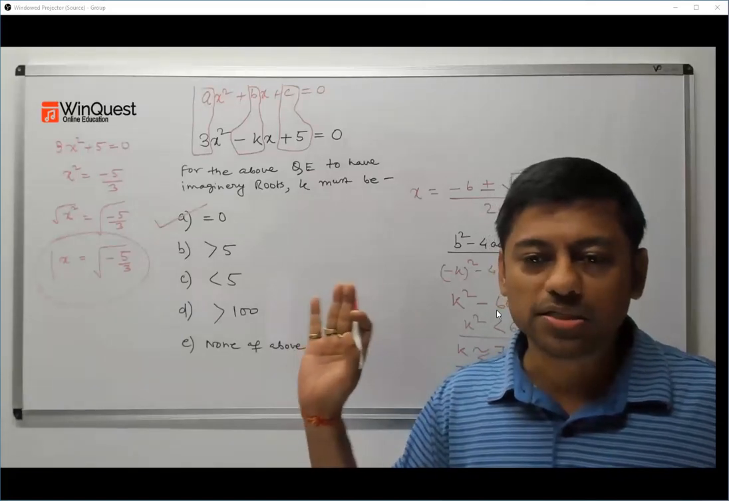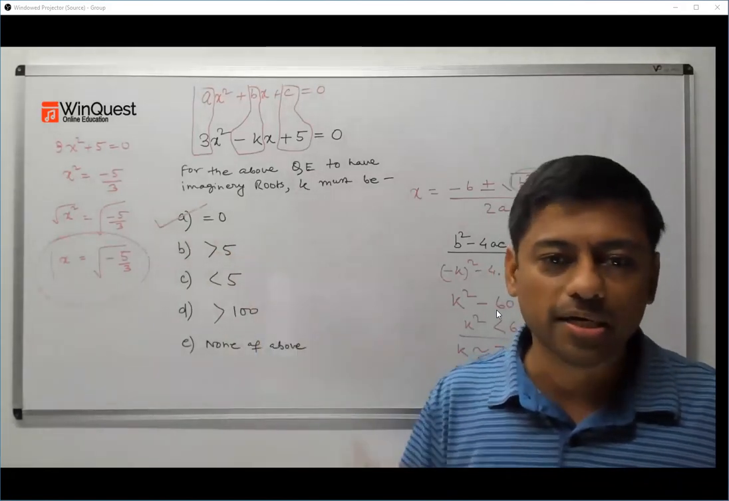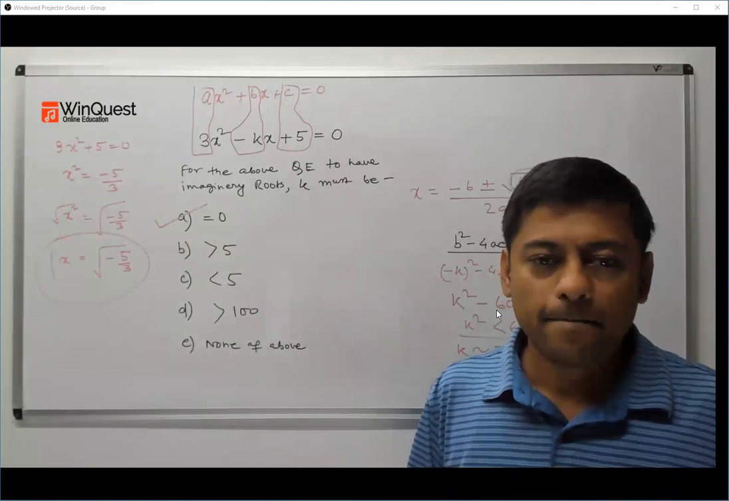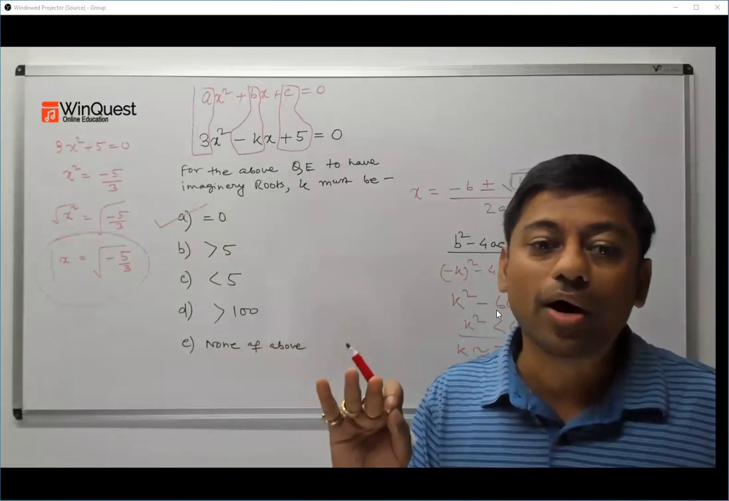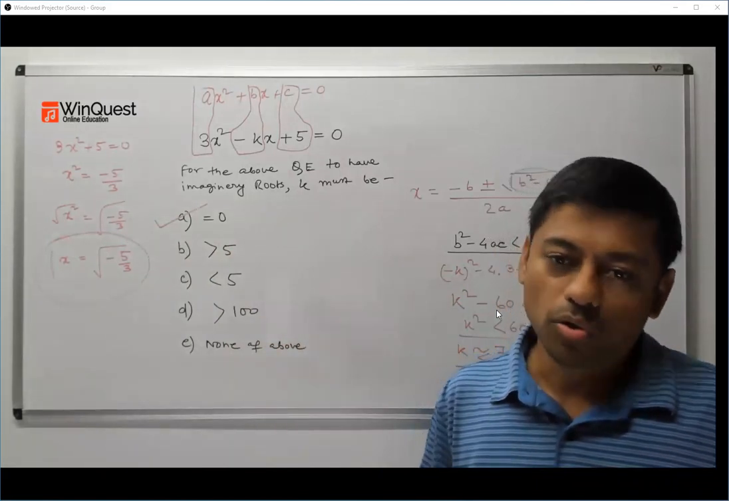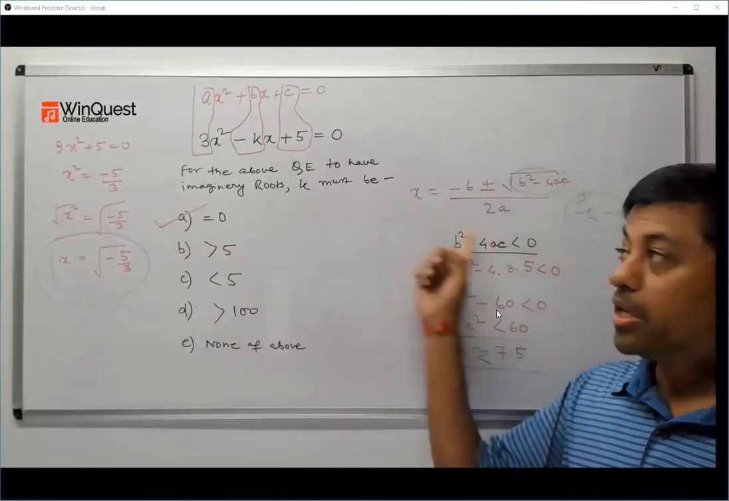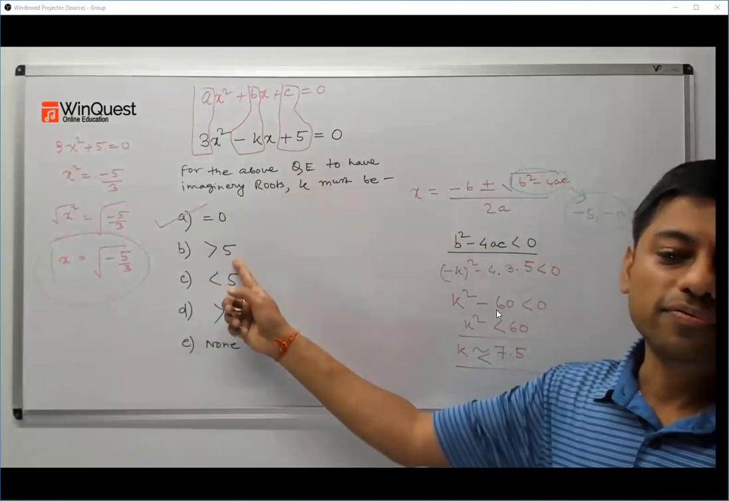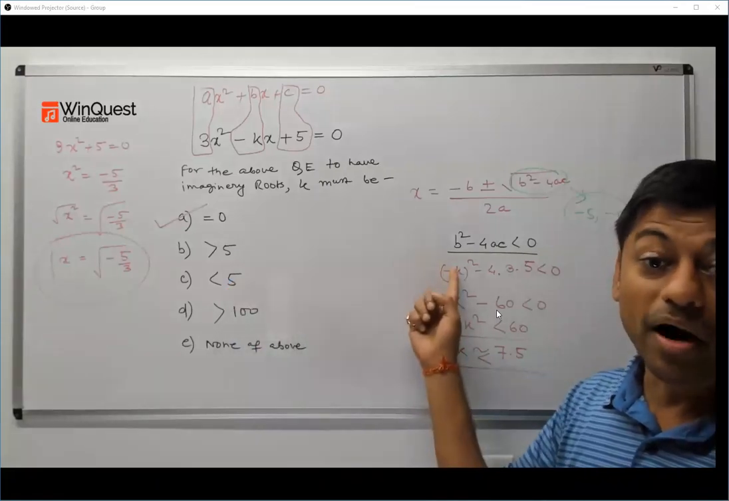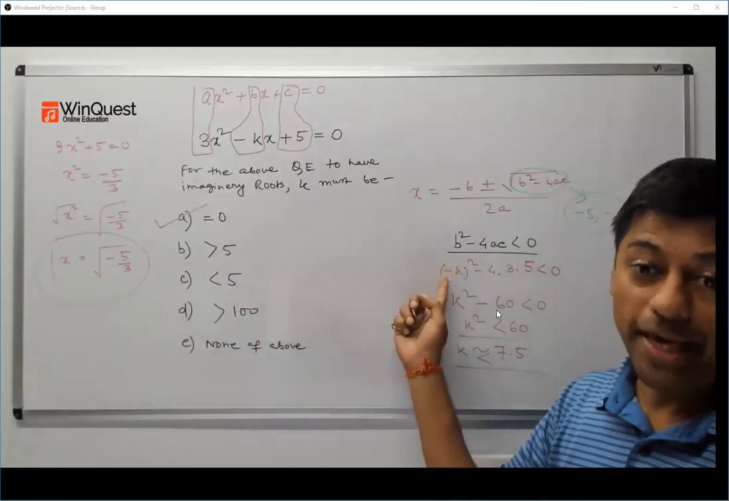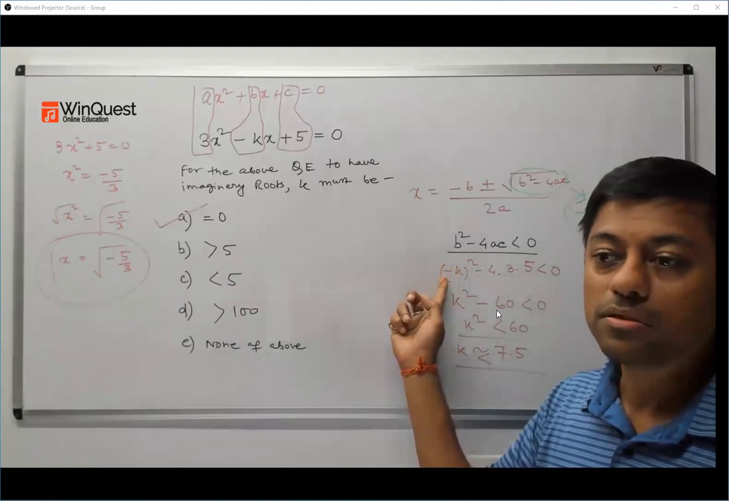Discussion is only on option number B, where k is greater than 5. The question being raised is, will it work in all cases or not? Our requirement is that we need imaginary roots. Now here is the thing. b square minus 4ac, take a look. If k is greater than 5, let me take it like 100. So k is 100, it will become minus 100 square. 100 square means 10,000.